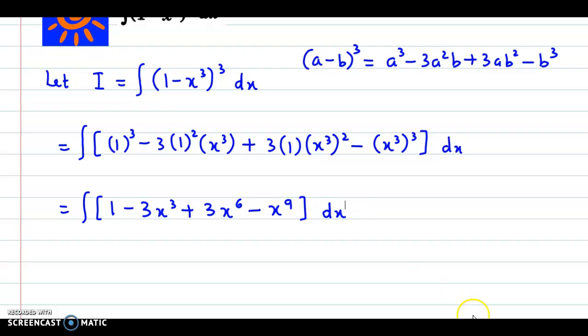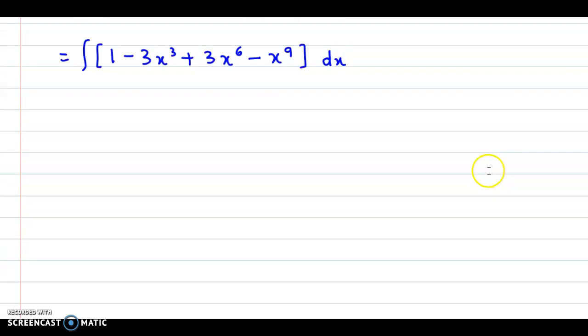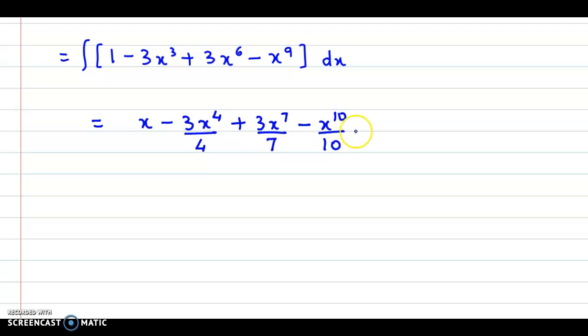And now we could easily integrate each of these terms and we obtain the integration of 1, which is a constant, so it's 1 into x, that's x, minus 3 times the integration of x cube, which is x raised to 4 upon 4, plus 3 times the integration of x raised to 6, which is x raised to 7 upon 7, minus the integration of x raised to 9, which is x raised to 10 upon 10, plus c. So this is the required integral value.